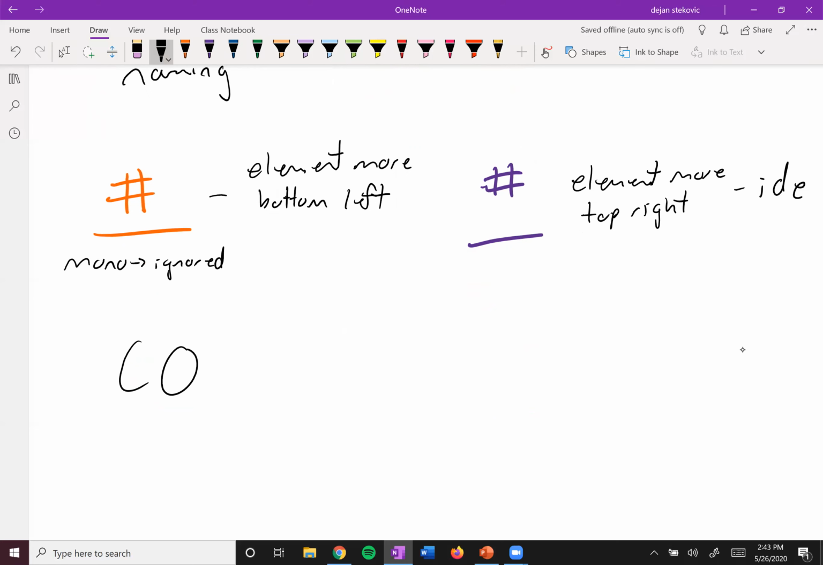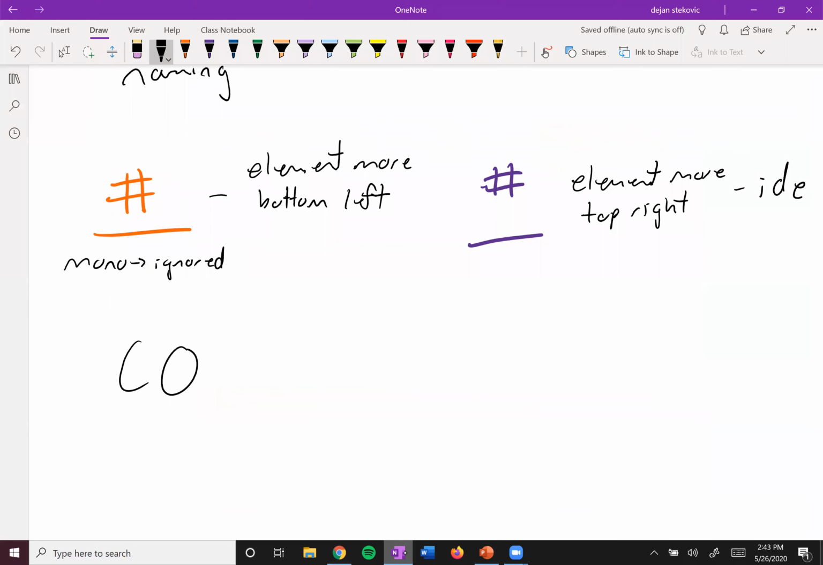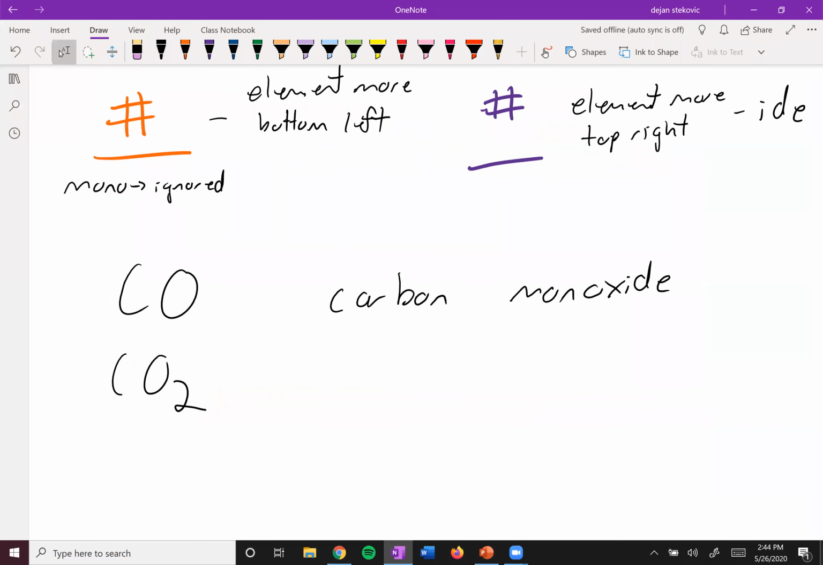So something like CO, we see both carbon and oxygen are both nonmetals. So we have a covalent compound. We don't put the mono in front of the carbon because it's 1, so we ignore that. So carbon, but then we do put the mono for the oxygen. We don't ignore the second one. So this becomes carbon monoxide, right? Carbon monoxide. You have a carbon monoxide detector probably somewhere in your house.